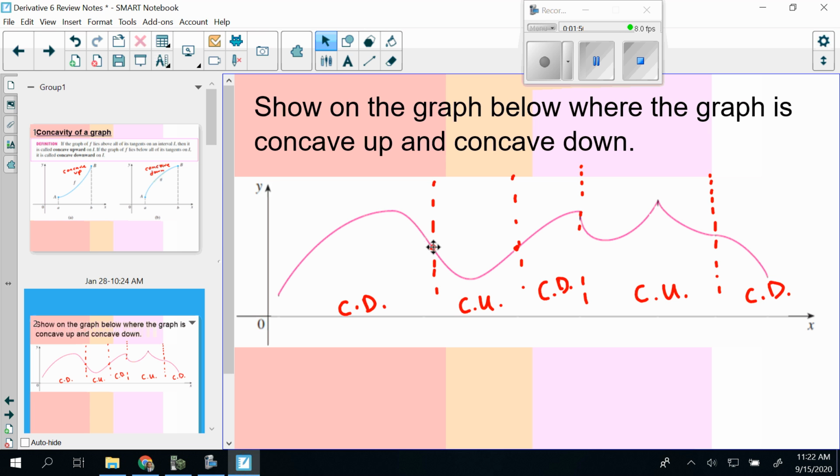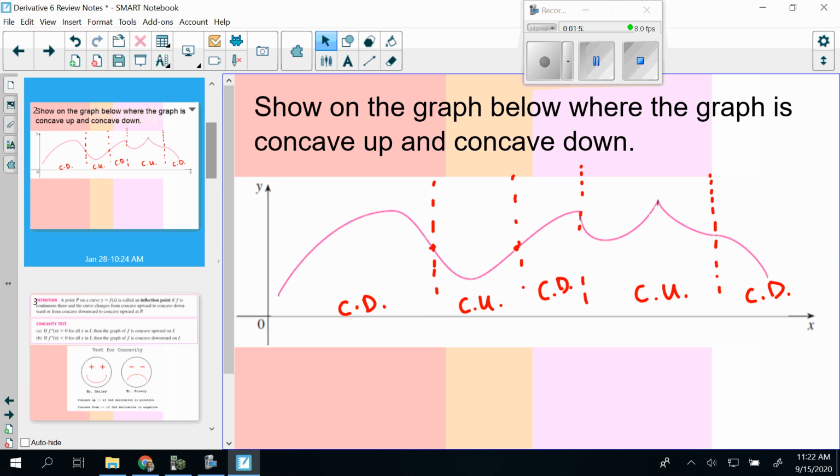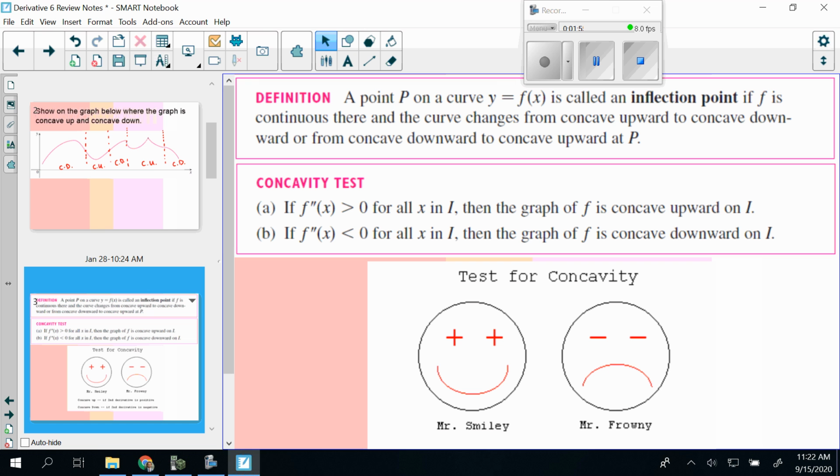One way to remember which ways each is, these little smiley faces. So if you draw out this little smiley face here with positives in the eyes, this shape of the smile, that's concave up. If you have kind of this negative here and then the frown, that's concave down. So if you want to have the little smiling frowny face as your way to remember, you can do that.